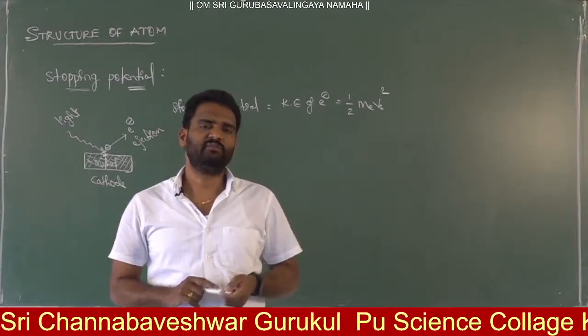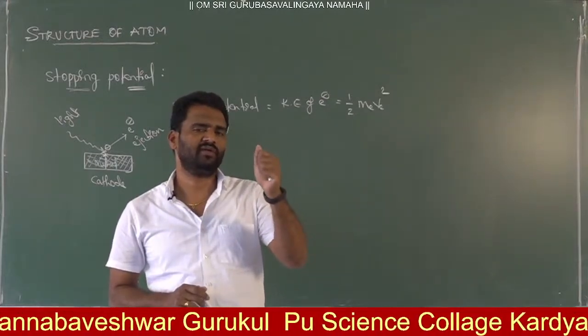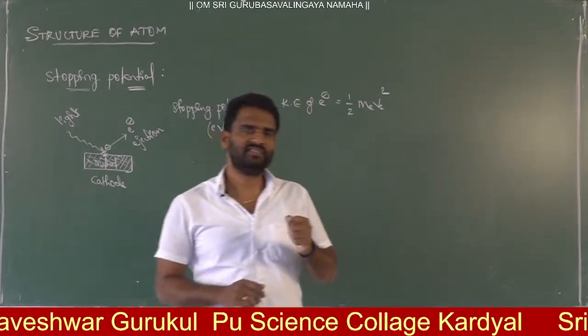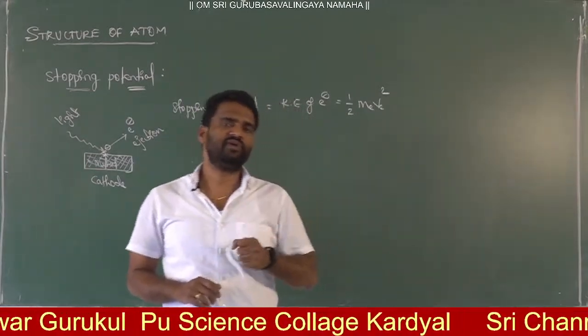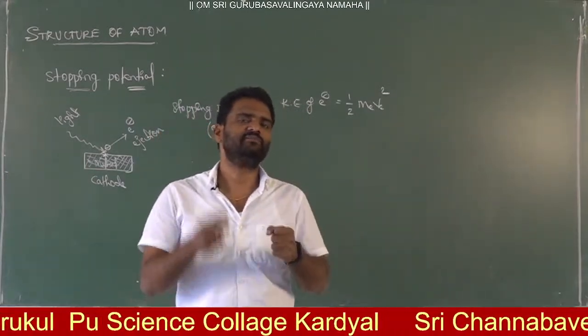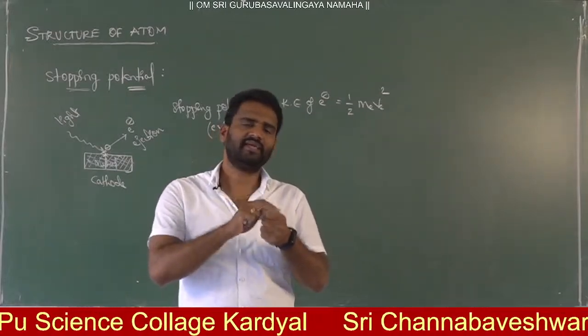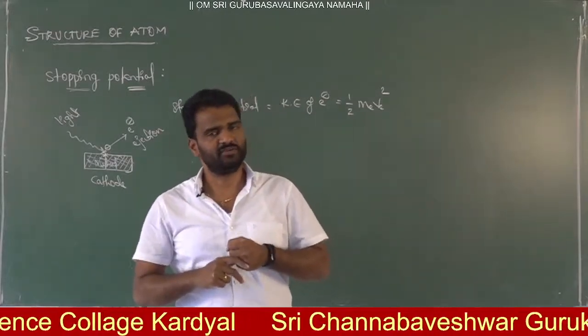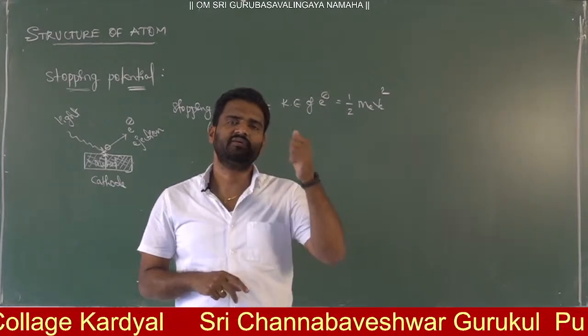How can we explain black body radiation? What is a black body? A black body is an ideal body. How will we define it? A body which can absorb complete radiation or can emit complete radiation is said to be a black body. So let us assume here we have a black body.